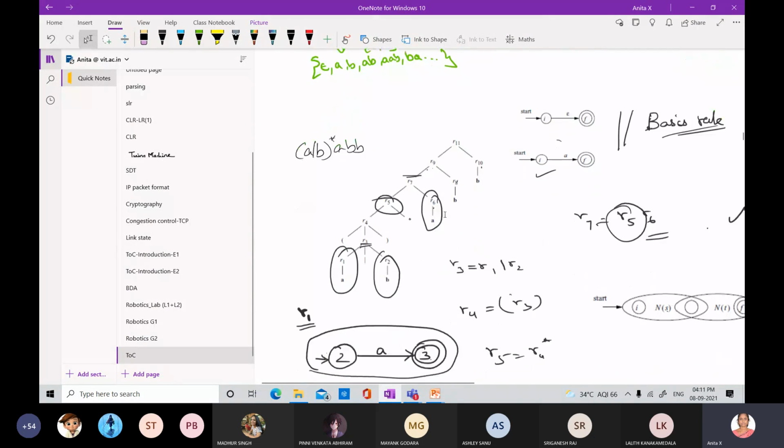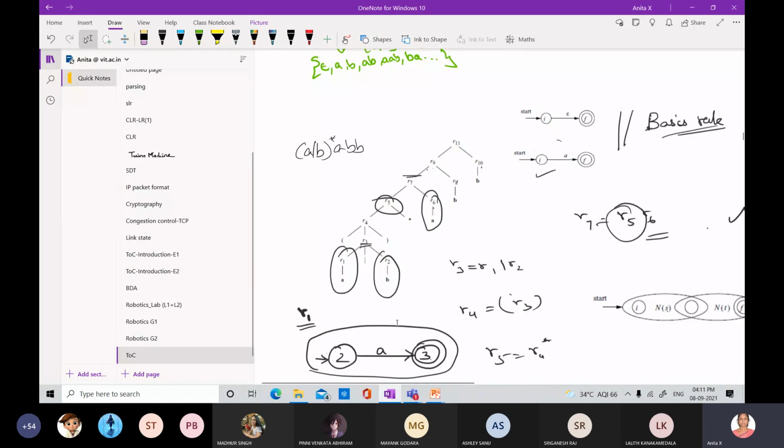the McNaughton-Yamada-Thompson algorithm. Please make a note here. I'm talking from the exam point of view. You can easily score marks here, where we don't need to apply any logic at all. Just apply the rules, and you will get the answer.